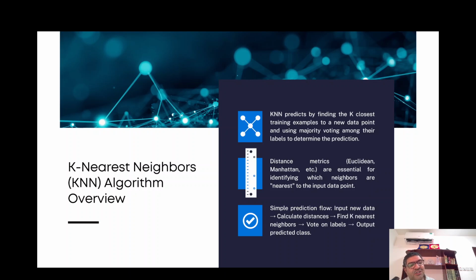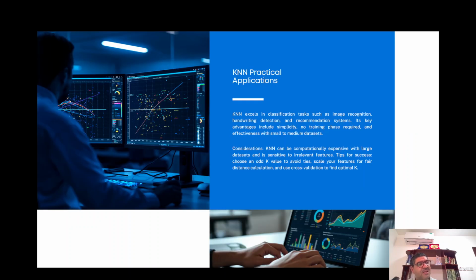The simple prediction flow is: input new data, calculate distances, find the K nearest neighbors, and vote on labels. So the majority vote will prevail, and that will be given as an output. So the output is the predicted class. Now this is how it happens.